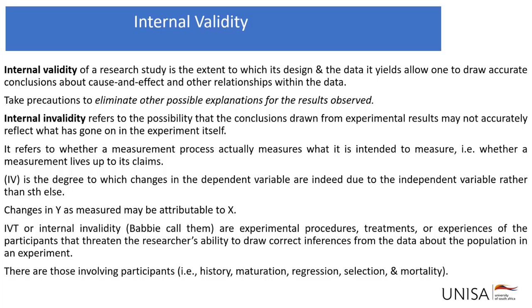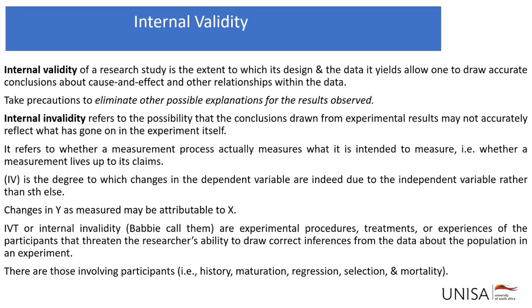So if we can establish the degree to which changes in the dependent variable are due to the independent variable, we have achieved internal validity. Changes in Y, in other words changes in the dependent variable as measured, may be attributable to X. Then we know that's internal validity. Nothing else but X, nothing else but the independent variable, leads you to performing the way that you are performing. Then we have achieved internal validity.